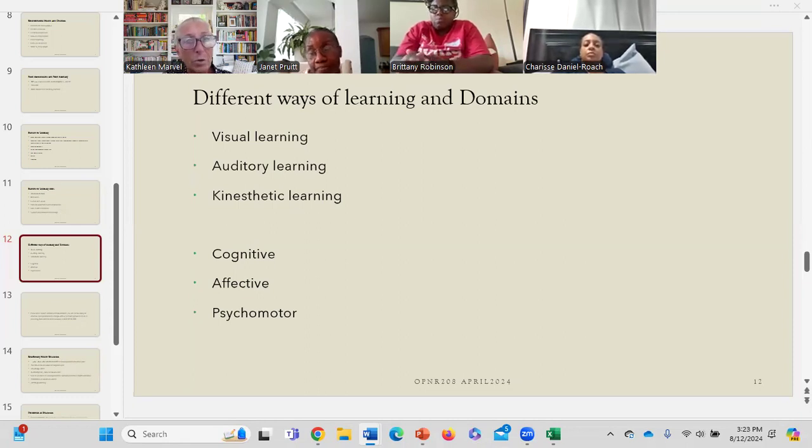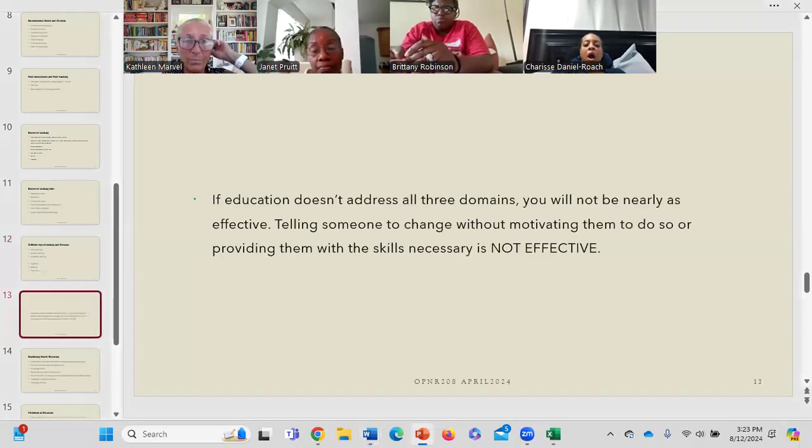So you have to be able to decipher, read the room. Who's your audience? You're not going to have an audience that everybody learns in the same way. Just like you're not going to have a family where everyone learns the same way. So in summary, if education doesn't address all three of these domains, you're not going to be nearly as effective as you need to be, right?